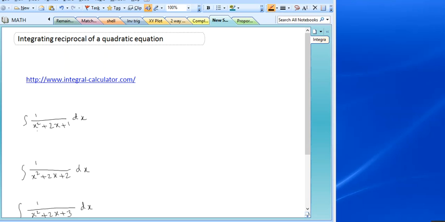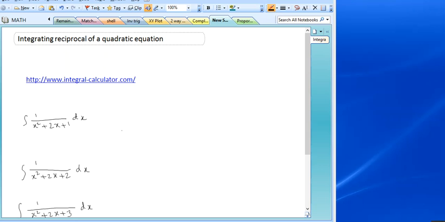So here is x square plus 2x plus 1. The next problem is x square plus 2x plus 2. And the third one is x square plus 2x plus 3. If you didn't know any better, you would think the answers would be somewhat similar. But far from it, you would be surprised how different they are, and why they are, and how to recognize it, and which formula to use is the thing that I want to focus on today.